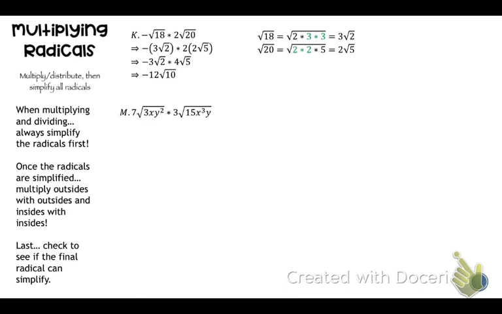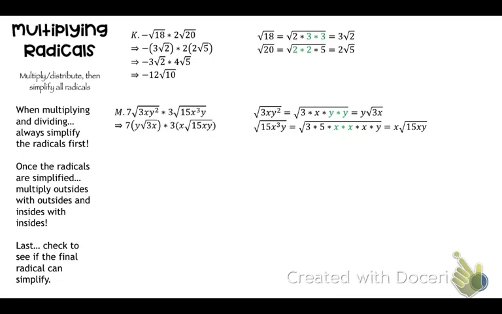Okay, let's look at this one. So first we're going to simplify it. So for the 3 times x times y squared, that's 3 times x times y. So we can pull out a y. For the 15x cubed y, we have 3 times 5 times x times x times x times y. Well, I can pull out an x. So I have 7 times y square roots of 3x, and I have 3x square roots of 15xy. That's going to be 7y square root of 3x times 3x square root of 15xy.